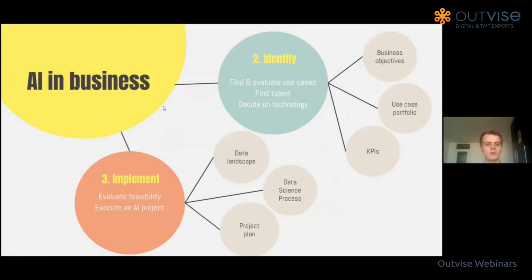So AI in business has a couple of things that are important in the identification phase or discovery phase. You have a couple of things to do: to evaluate the use cases, to find the right technology, to find the right talent and decide on the technology. And there are some special areas such as business objectives, the use case portfolio, and the KPIs. In the implementation phase, you need to know the data landscape, the process, and the project plan. Those are the building blocks of your application of AI in business.